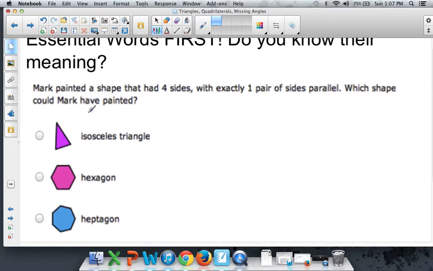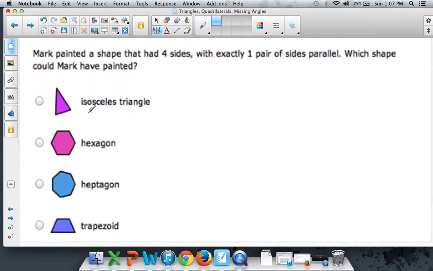Here's a riddle for you. I love these kinds of riddles. You need to get good at them. Mark painted a shape that had 4 sides with exactly 1 pair of sides parallel. Which shape could Mark have painted? This is really easy. Only one shape there has 4 sides, and it has 1 pair of parallel lines. Do you see it? Do you see it? Do you see it? A booyah.